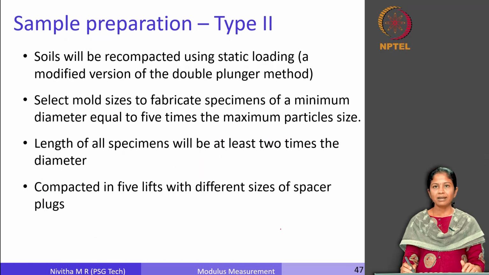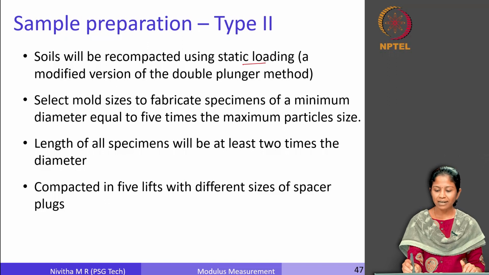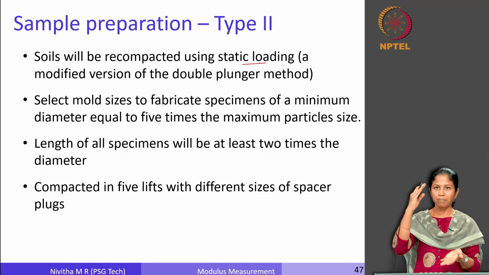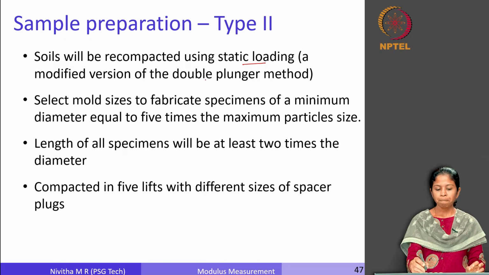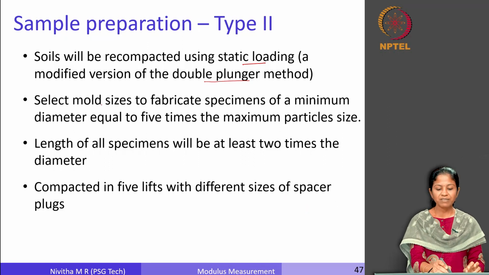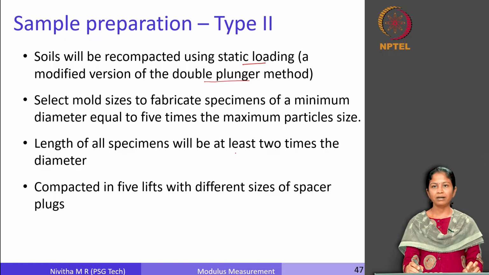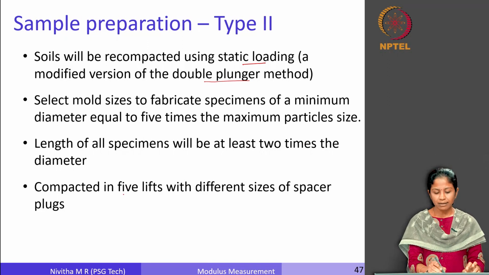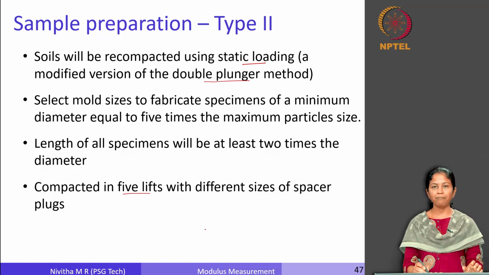For type 2 soils, these soils will be recompacted using static loading. We do not apply any dynamic load, we just apply a static load and try to compact the soil. It is a modified version of the double plunger method. I will show you pictures of how this is done. We select mold sizes to fabricate the specimen so that the minimum diameter is equal to 5 times the maximum particle size, the same criterion defined earlier. Again the length of the sample should be at least twice the diameter, and it is compacted here in 5 lifts. In the previous case for type 1 it was done in 6 lifts, here it is done in 5 lifts. I will show you how it is done.